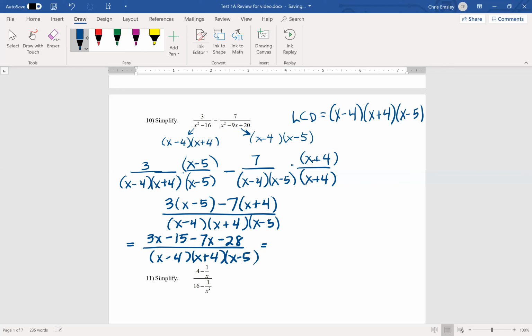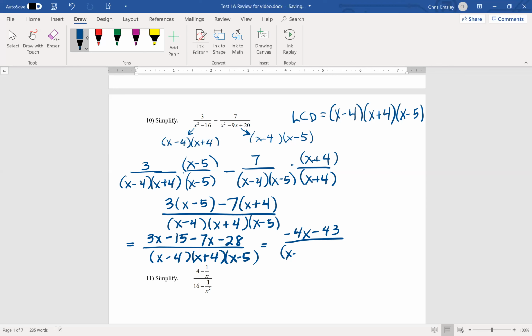And then finally combine any like terms. So 3x minus 7x leaves us with negative 4x. Negative 15 minus 28 is negative 43, all over that common denominator.